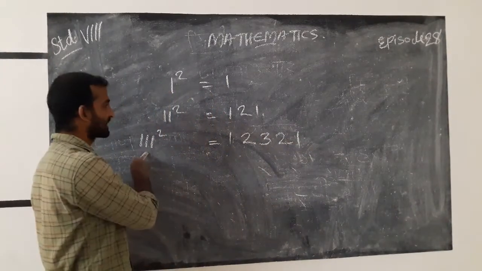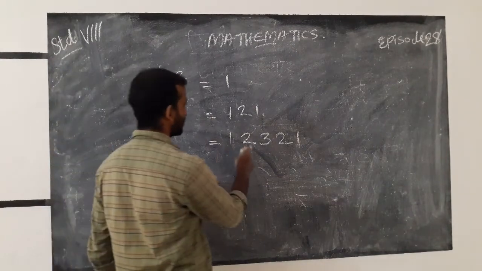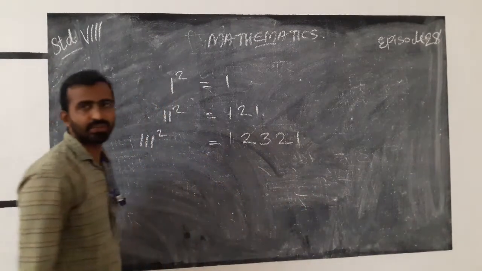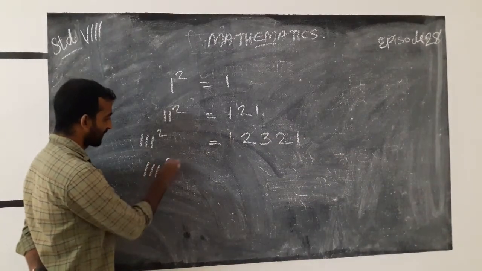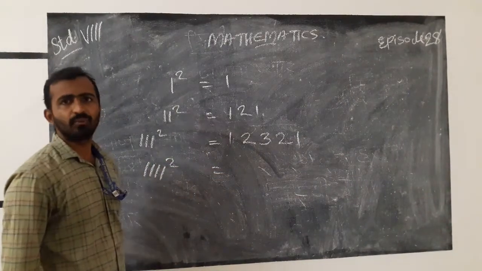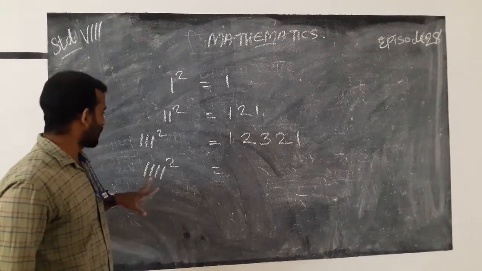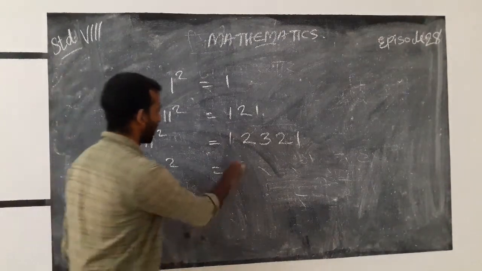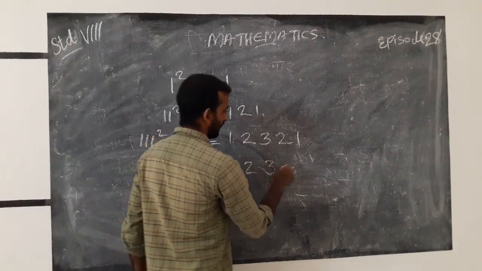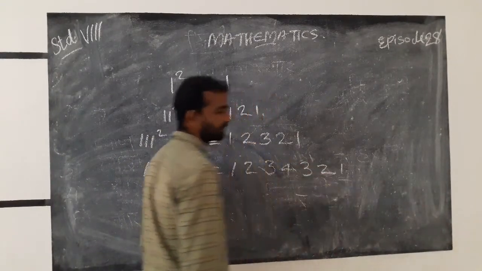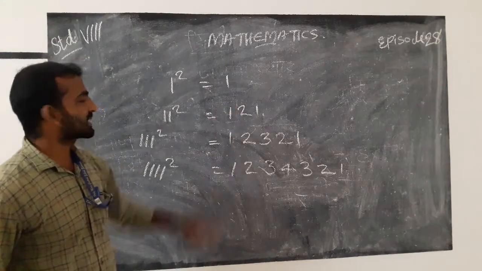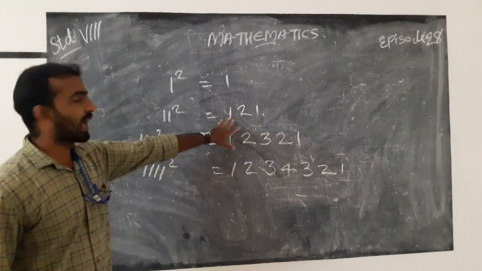That is, here is 3 and 1, 2, 3, 4, 5 digits when we take the square, and here is also 1111 square is 1, 2, 3, 4, 3, 2, 1. This pattern is we write like this.